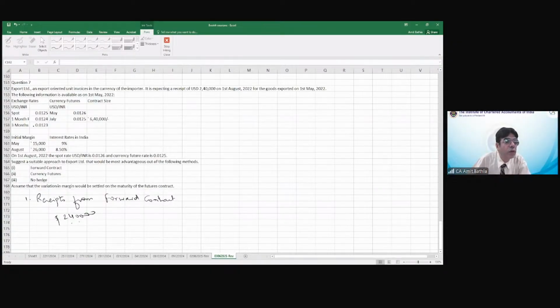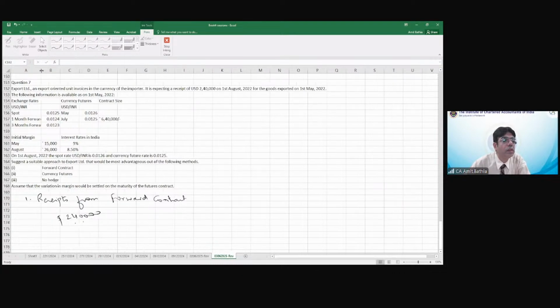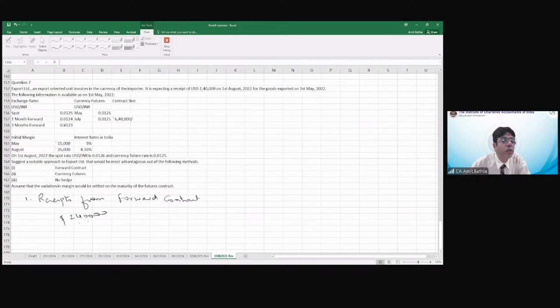What is the 3-month forward over here? 0.0126. 0.0123, right? Oh, this is the 3-month forward, isn't it? What is the 3-month forward? 0.0123, isn't it? Yes. Am I right? Now remember, this is a rupee to dollar quote, right? INR is in the denominator over here.